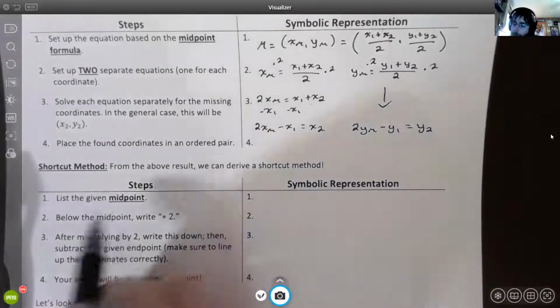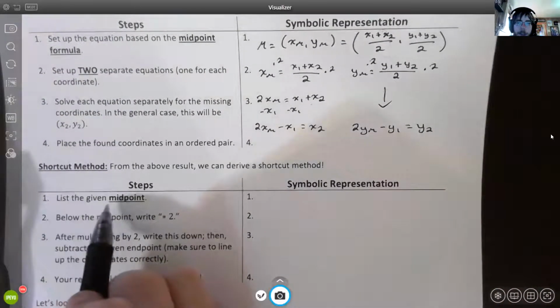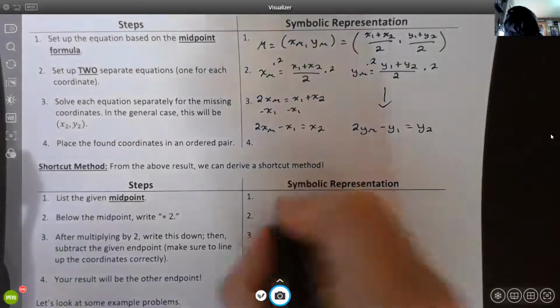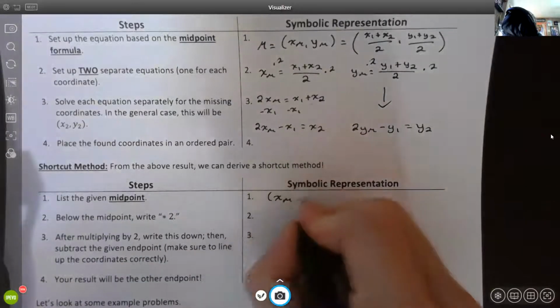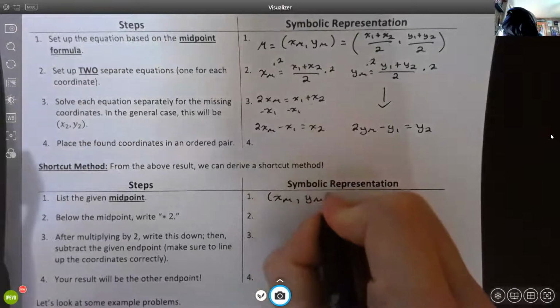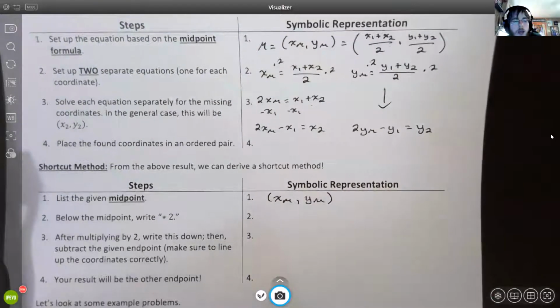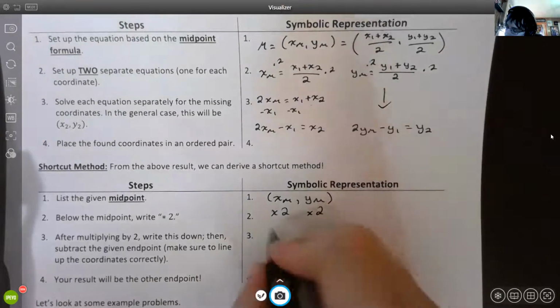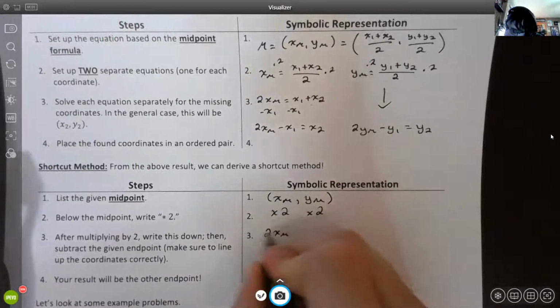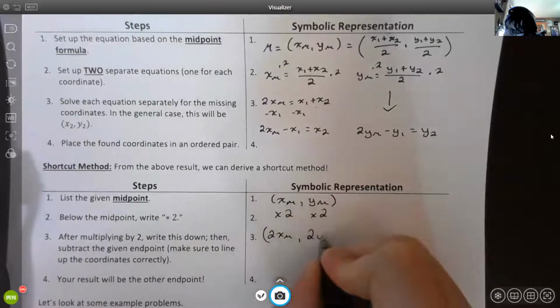So step 1, we want to list the given midpoint. So the midpoint is given by x sub m, comma, y sub m. Our second step is to multiply the midpoint by 2. So we're going to multiply both of the coordinates by 2. So times 2, times 2. And so we get 2x sub m, comma, 2y sub m.